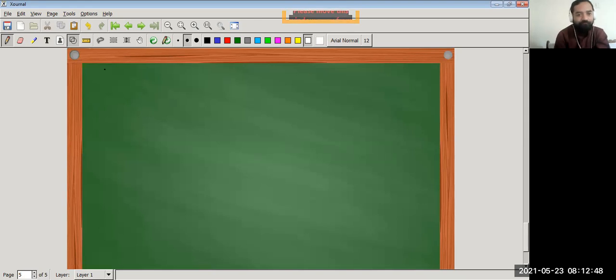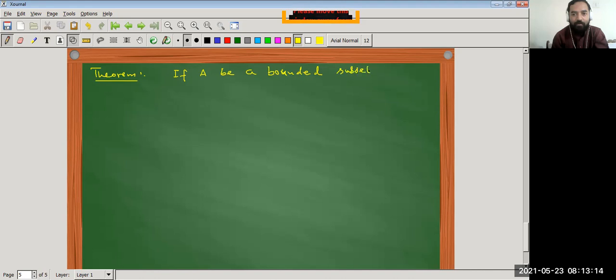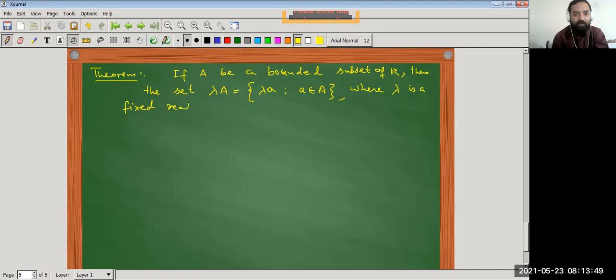One more theorem. If A is a bounded subset of the real numbers R, then the set lambda A, which is lambda times a such that a belongs to A, where lambda is a fixed real number, is also bounded.